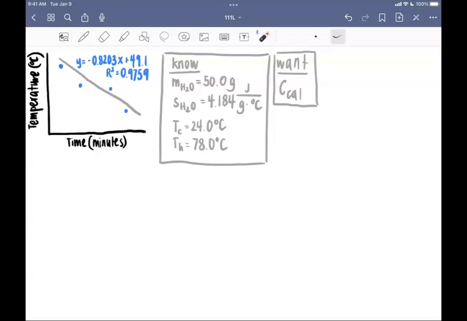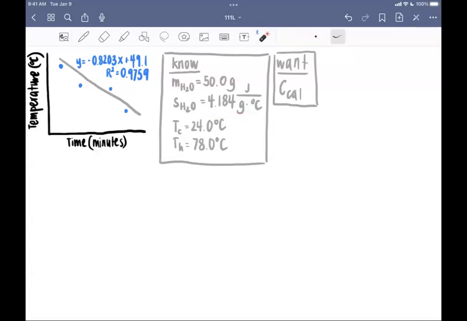A new piece of information is the specific heat of water. So specific heat is represented by S here, lowercase s, and the standard value for this is 4.184 joules per gram degrees Celsius with relation to water. So this is a standard value that you can look up from a table.